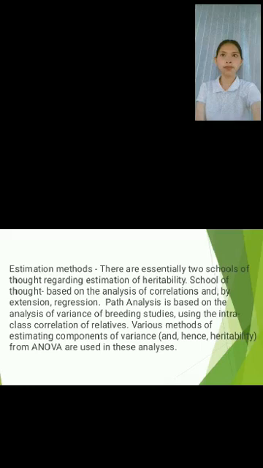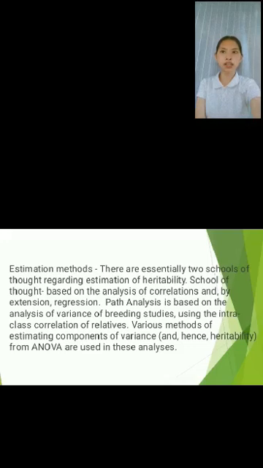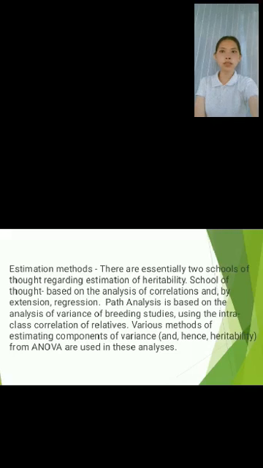Estimation methods. There are essentially two schools of thought regarding estimation of heritability. One school of thought is based on the analysis of correlations and, by extension, regression. Path analysis is an example. The other is based on the analysis of variance of breeding studies, using the intraclass correlation of relatives. Various methods of estimating components of variance from ANOVA are used in this analysis.